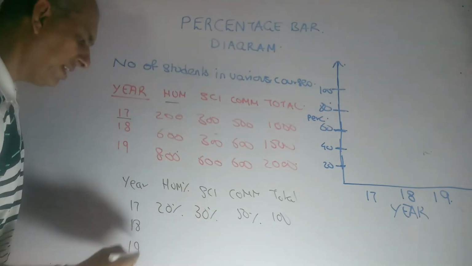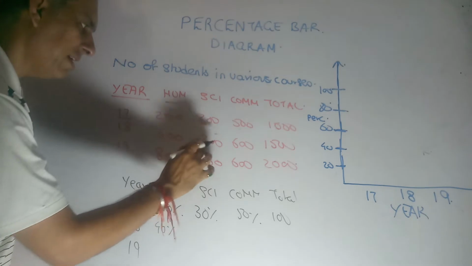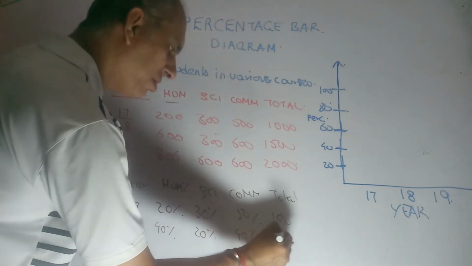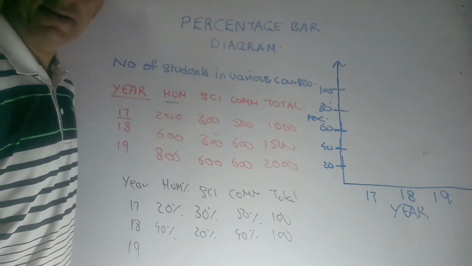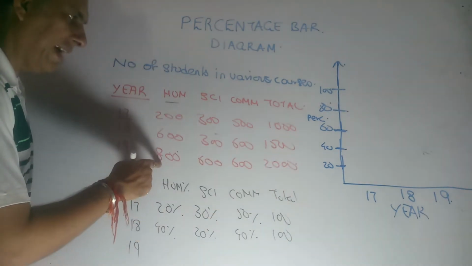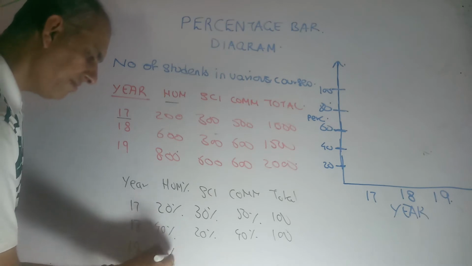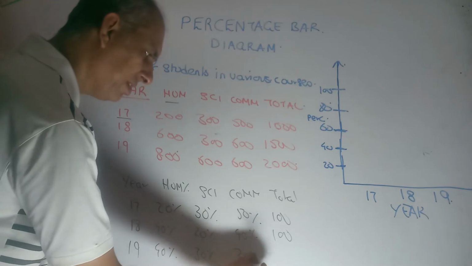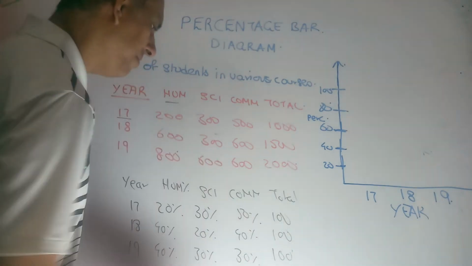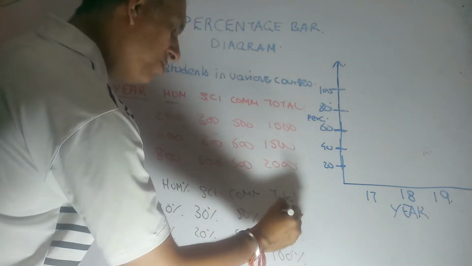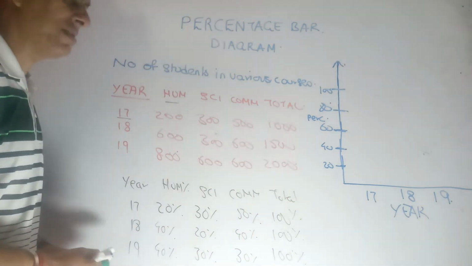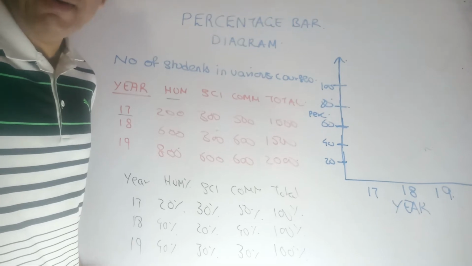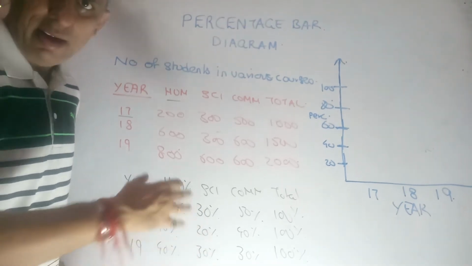600 is how much of 1500? It's 40%. 300 is 20%. And the other one is also 40%, the total being 100. Clear? Come to the last one. 800 is how much? 40%. 30%. And again 30%, the total being 100%, which you should always have as the answer for a percentage bar diagram. Clear? So 100% in totality is the value represented.